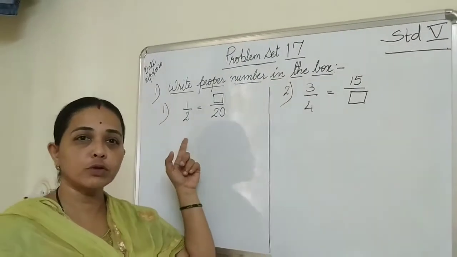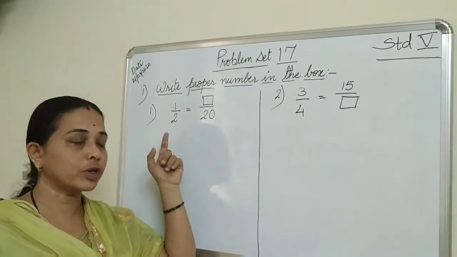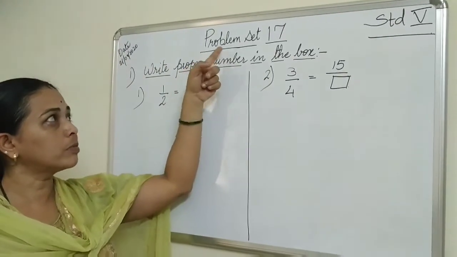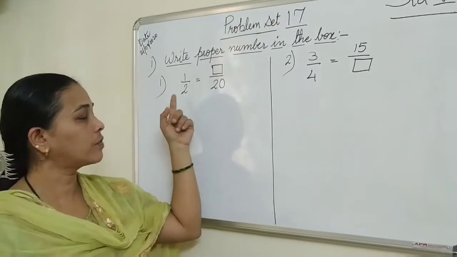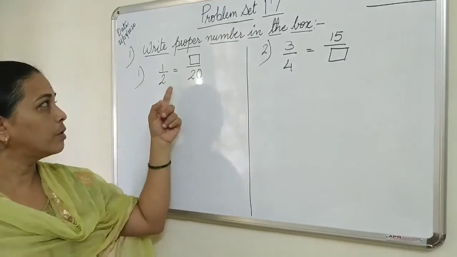Let's learn how to solve equivalent fraction sums. See here, your problem set 17. We are going to solve it. I have taken two sums from it. First sum, let's see.